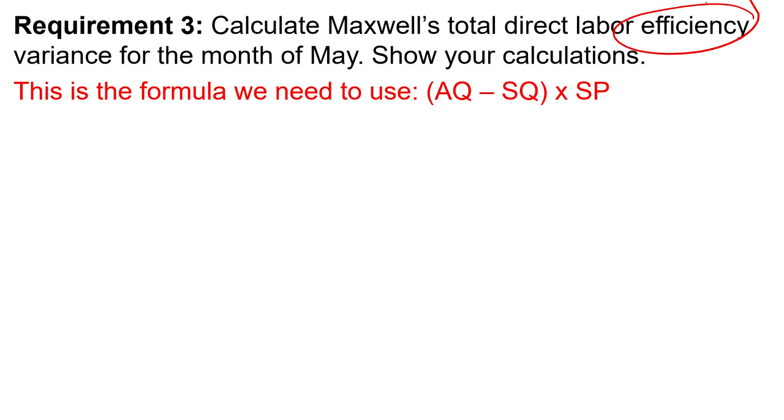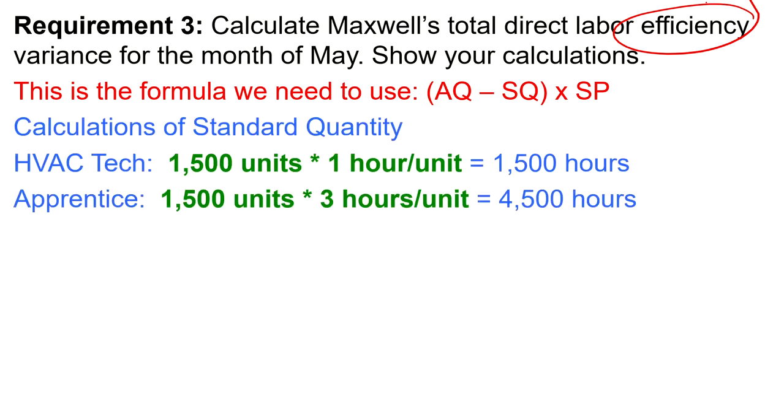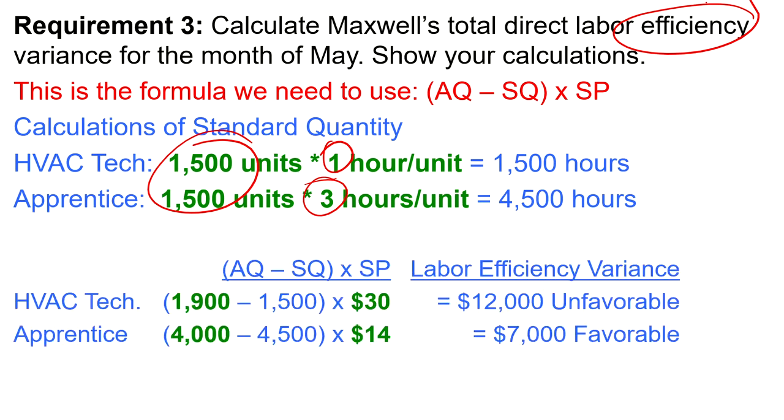And so what we're looking at here is how many hours should it have taken? What is the standard quantity? Well, we know we did 1,500 units, and we know it was 1 hour for the technician and 3 hours for the apprentice. So based on our actual number of units serviced, we should have had 1,500 hours of HVAC technician and 4,500 hours for the apprentice. Now, that goes into our formulas as our standard quantity, those two numbers.